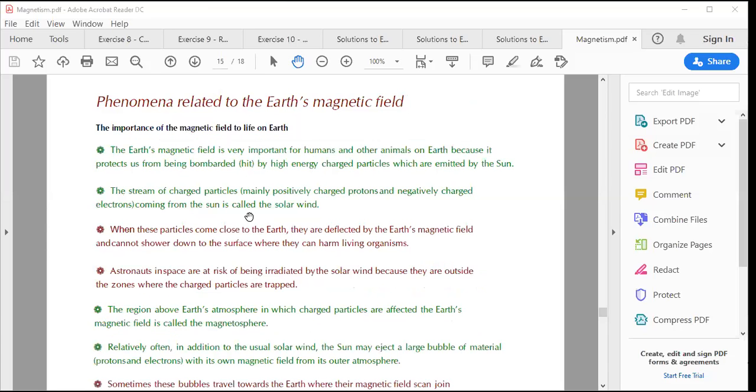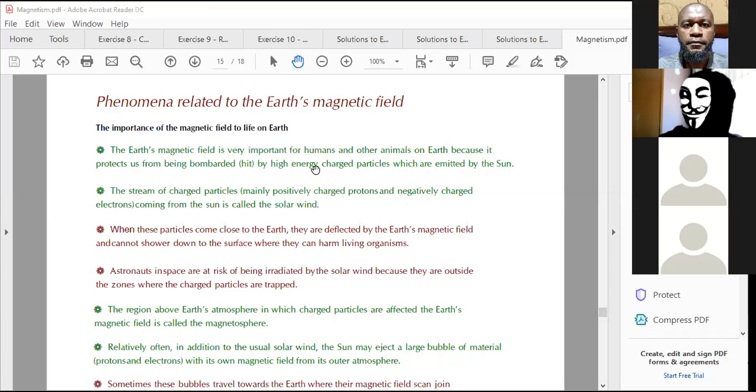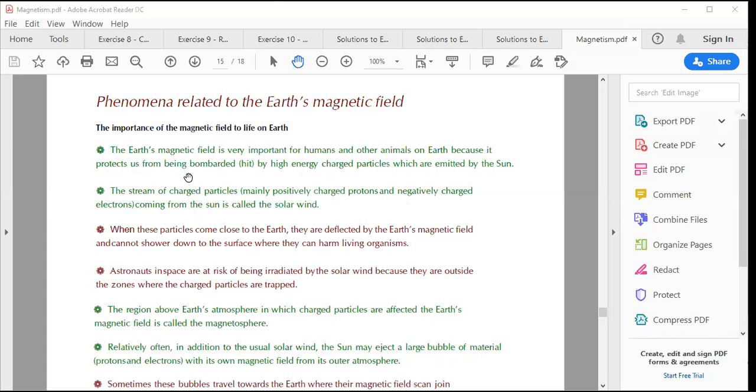Clear? Right, then there are phenomena related to the Earth's magnetic field. The importance of the magnetic field to life on Earth. Why is the magnetic field of the Earth important? The Earth's magnetic field is very important for humans and other animals on Earth because it protects us from being bombarded by high energy particles that are being sent by the sun. So the sun sends charged particles, protons, electrons, and so on, in the atoms that are sent, right? So the magnetic field of the Earth protects us from that.